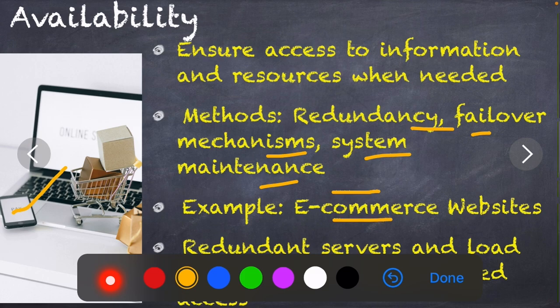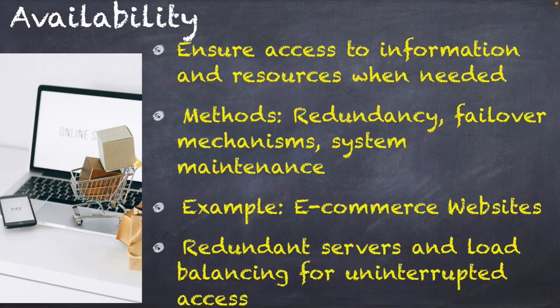The best example for this is an e-commerce website, or think about an online shopping website. If the website goes down due to a cyber attack like a denial of service attack, then customers would be unable to make purchases, violating the principle of availability. So redundant servers and load balancing are used for uninterrupted access.